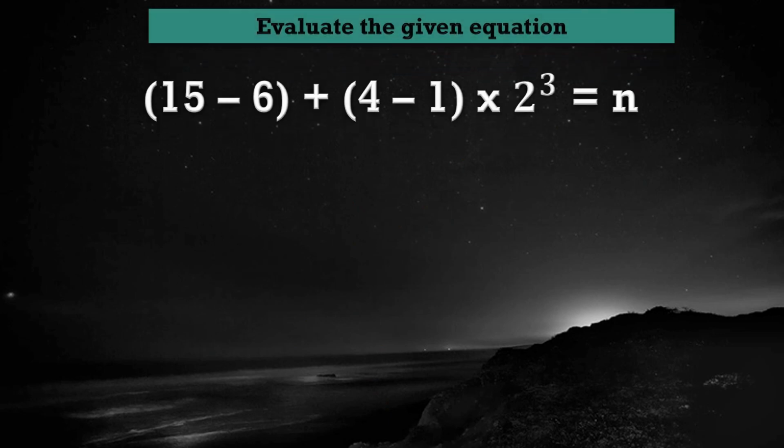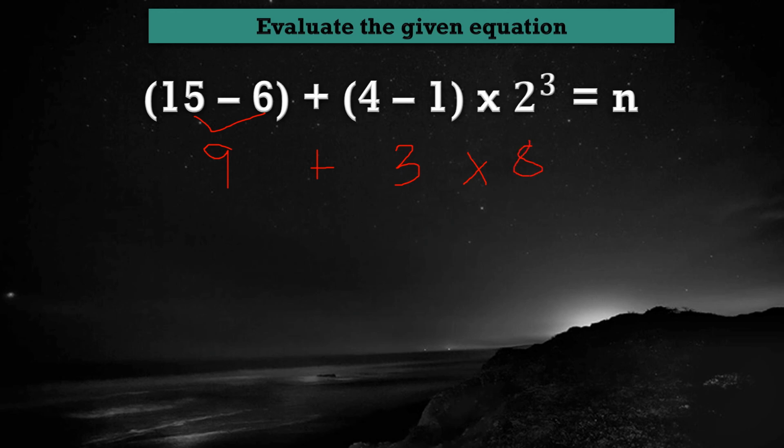So, for this example, ito naman. So, 15 minus 6 plus 4 minus 1 times 2 to the power of 3. So, meron tayong mga groupings. So, sabi, unahin natin yung mga groupings at exponent. Ito, simplify natin. 15 minus 6, and that is 9. 4 minus 1, that is 3. Kopyahin lang natin yung mga operations in between. And then times 2 to the third power, that is 2 times 2, 4 times 2, 8.